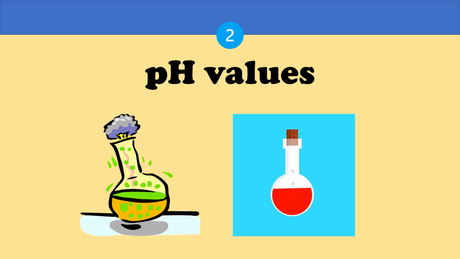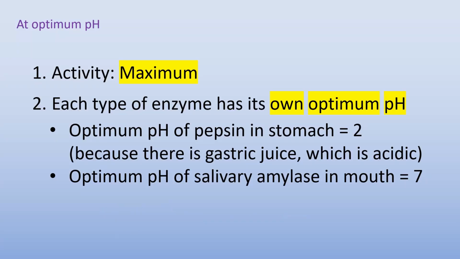At optimum pH value, the activity reaches the maximum. Each type of enzyme has its own optimum pH. For example, the optimum pH of pepsin in the stomach is 2, because there is hydrochloric acid in the gastric juice to kill bacteria. The pepsin in the stomach has to be acidic. The optimum pH of salivary amylase inside the mouth is 7.